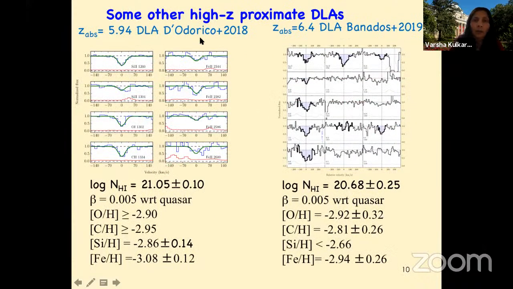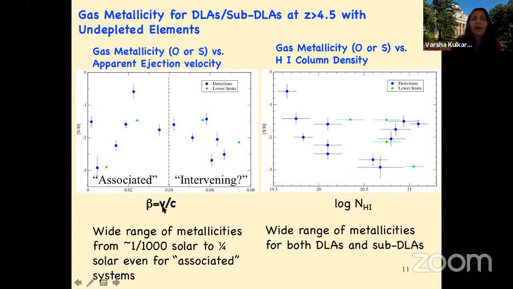Here are a couple of other, even higher redshift absorbers that are also proximate DLAs. These are from Difiorek et al. 2018 and Bañados et al. 2019. And these are again very close to the quasar, but quite metal poor. So if I collect our measurements as well as those from the literature and plot metallicity versus beta, the apparent ejection velocity divided by the speed of light, this is what the current picture looks like, at least as far as I know.